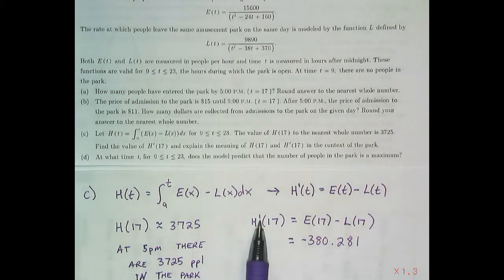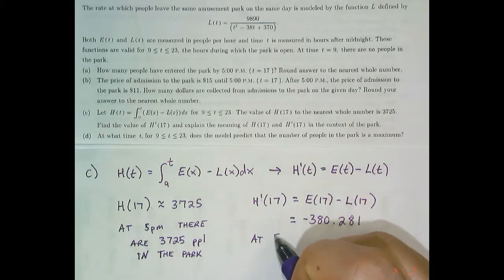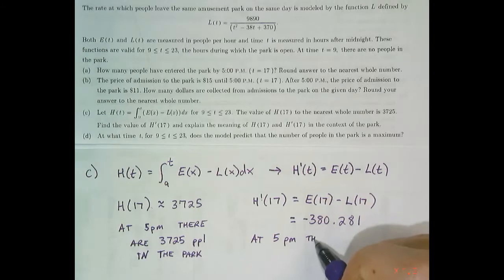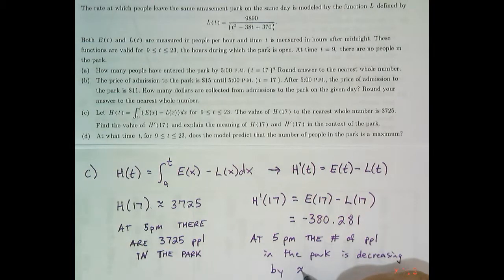So if this is the derivative of the h function, and h represents the number of people in the park, this would represent the rate of change of number of people in the park. So at 5 p.m., the number of people in the park is decreasing by approximately, and really that was an approximation, 380.281 people per hour.